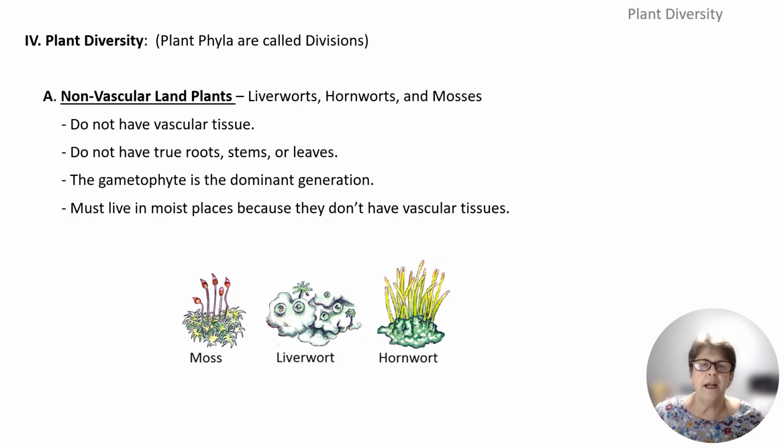Non-vascular land plants must live in moist places because they don't have vascular tissue. They're not going to be able to bring the water from the ground up through the rest of the plants. They're going to have the whole plant having access to the water. So moist and humid places, that's where you'll see them, and they'll stay pretty small.